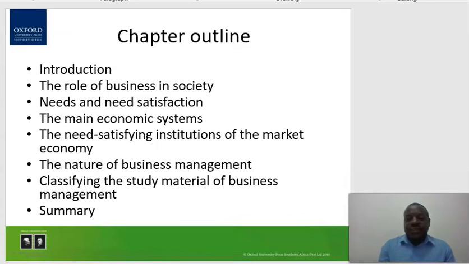Then we'll also look at the nature of business management, what is the main purpose of business management, and classifying the study material of business management, mainly looking at various functional areas of business management. Obviously, that will then be the end of this chapter.